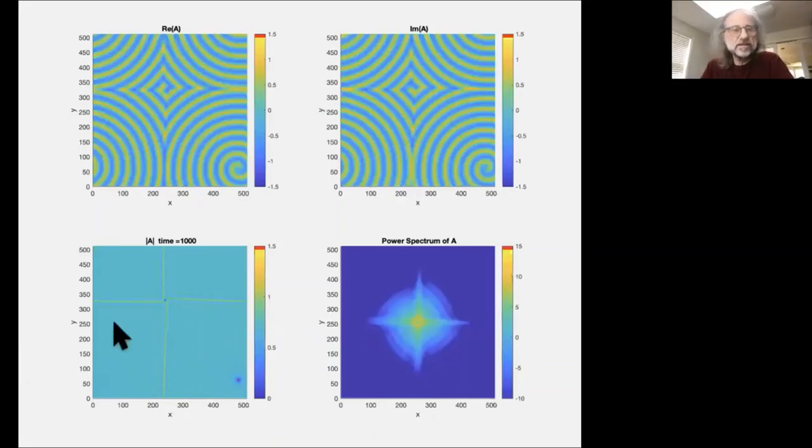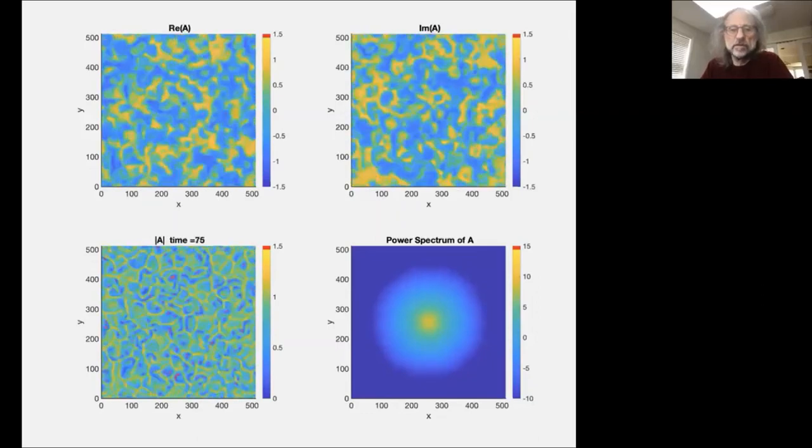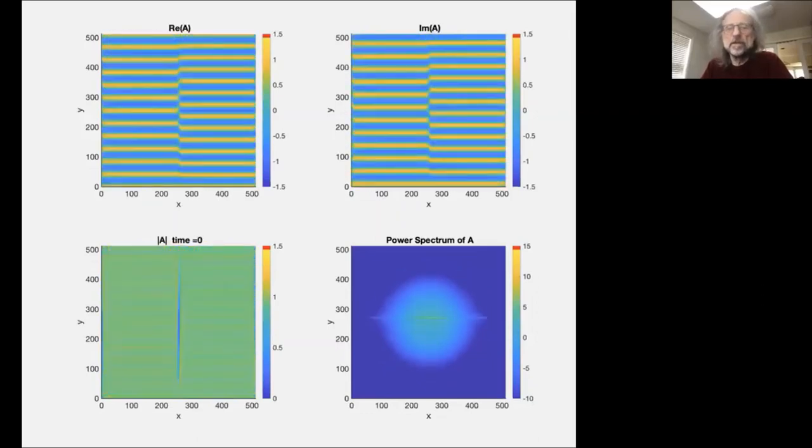So let's see, what else can happen? Let's change the parameters and go again for initial conditions that are large, have large modulations, like here. Very similar initial condition to the previous run, but the parameters are different. And so let's see what we get. Actually, this is not at the initial time. I misspoke.